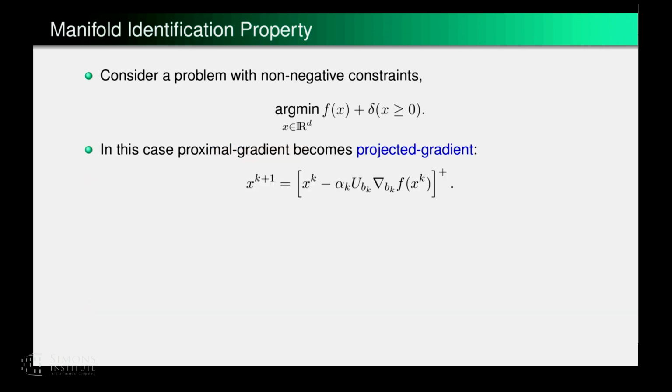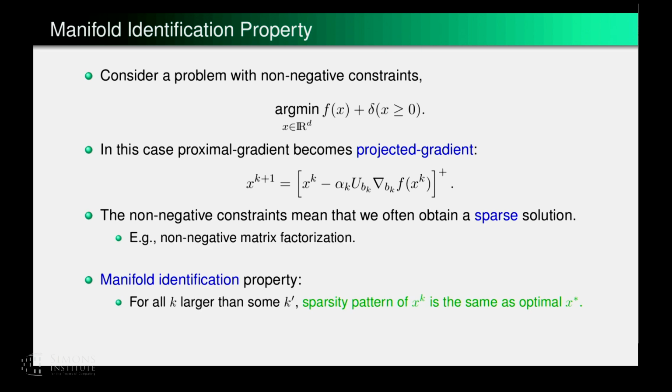So let's think about the simplest case possible. Minimizing f of x, and I want all values of x to be greater than or equal to 0. So just optimization with non-negative constraints. In this case, my proximal gradient is I take my gradient step and then I project it so that all the elements are non-negative. So I just set negative elements to 0. And that often gives us a sparse solution. So this is used in non-negative matrix factorization, non-negative tensor factorization. This has some sort of sparsity in the solution x star.